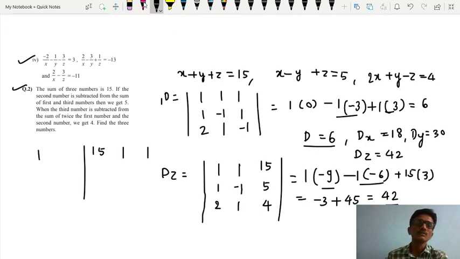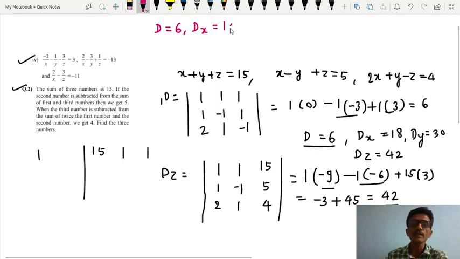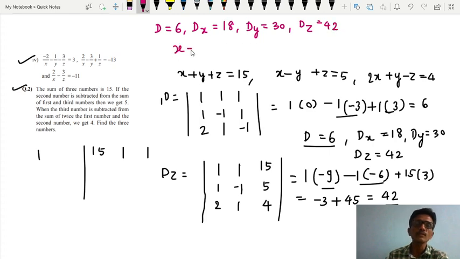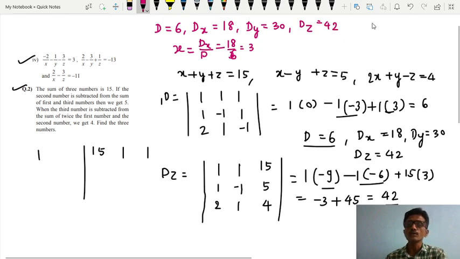Thus, so we are getting here d is equal to 6. Dx is equal to 18. Dy is equal to 30. And dz is equal to 42. So therefore x is equal to what? X is dx upon d, which is 18 upon 6, matlab 3. 18 upon 6, that is 3. So we are getting x is equal to 3.